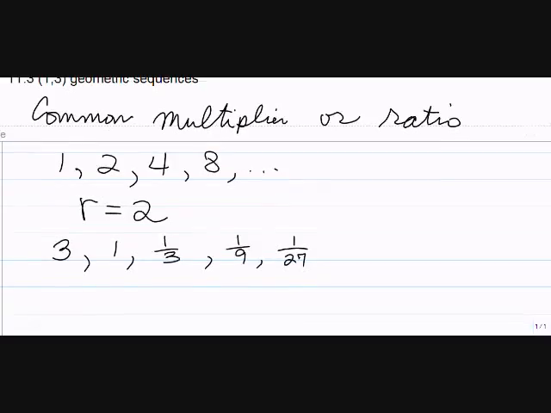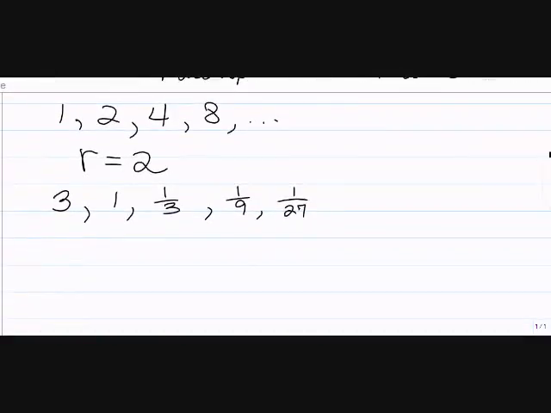What number am I multiplying to go from term to term? Yes, Catherine? We're dividing by 3. And so I need this in a multiplying fashion. Dividing by 3 is the same thing as multiplying by the reciprocal. So I'm multiplying by 1/3. Okay, so my common ratio is 1/3.